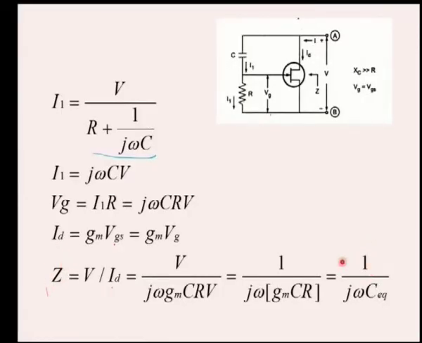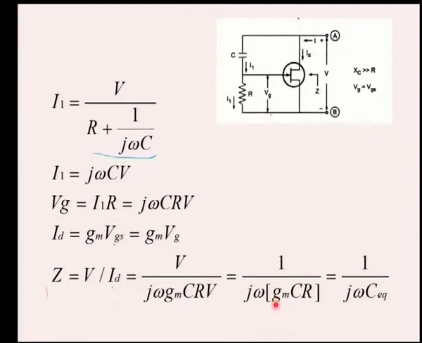We have assumed that Xc is greater than R, and that Vg equals Vgs, and also that the current drawn by the FET is very minimum. Based on these assumptions, the impedance of this circuit is purely capacitive. Of course, we can make this circuit purely inductive also by using different assumptions. And here this C equivalent depends on 3 parameters: Gm, C, R.